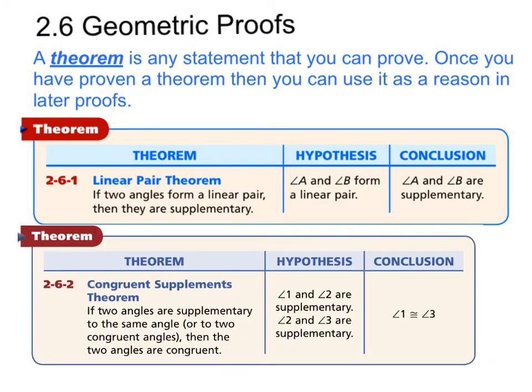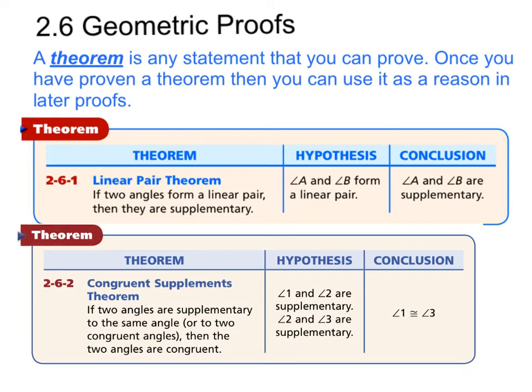Theorem 2.6.2 is called the congruent supplements theorem. It says that if two angles are supplementary to the same angle, or to two congruent angles, then the two angles are congruent. So let's look at this. Here's what it says. If we have angle 1 and angle 2 which are supplementary, and angle 2 and angle 3 are supplementary, then angle 1 is congruent to angle 3. Congruent supplements theorem.